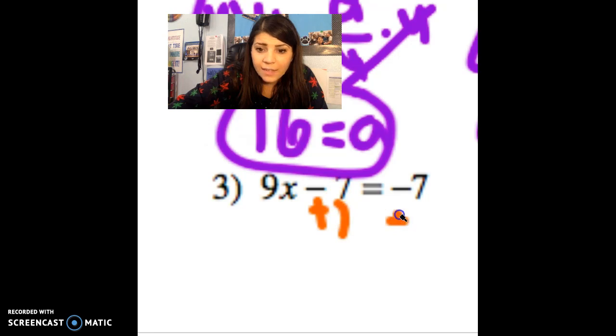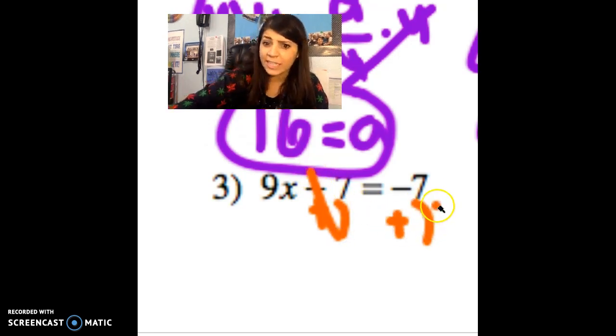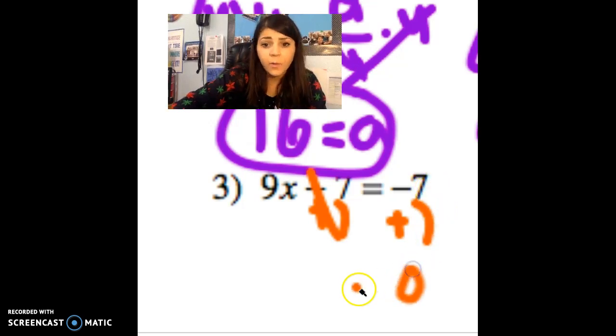I'm going to add 7 over there. And this cross cancels, but also, so does this. -7 plus 7 is going to give me the answer of 0, right? And then I have 9x equals 0.